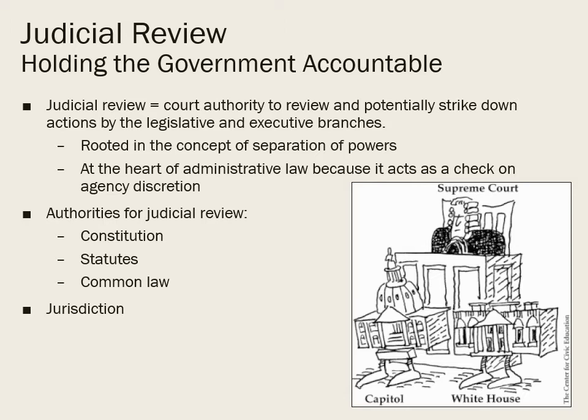It is rooted in the concept of separation of powers and checks and balances because it allows the judicial branch to review acts of the other two branches. So where does the authority for judicial review come from? The Constitution does extend judicial power to various types of cases, such as those that arise under federal law, but it doesn't make any comment as to whether a court can strike down a law or a regulation or some other form of legislative or executive action.